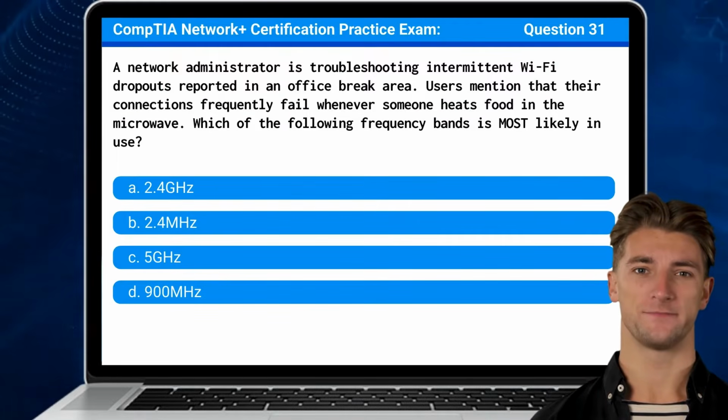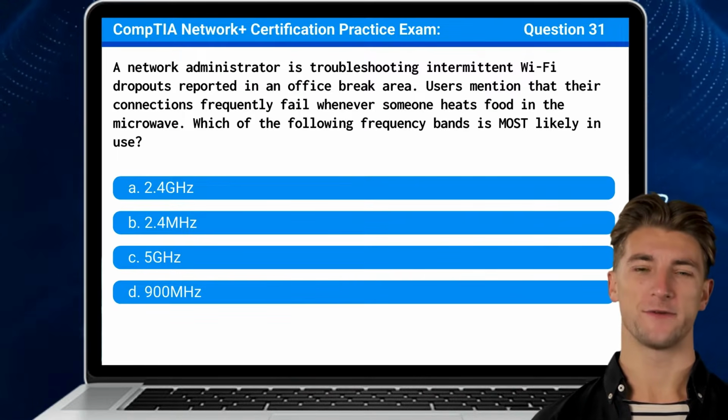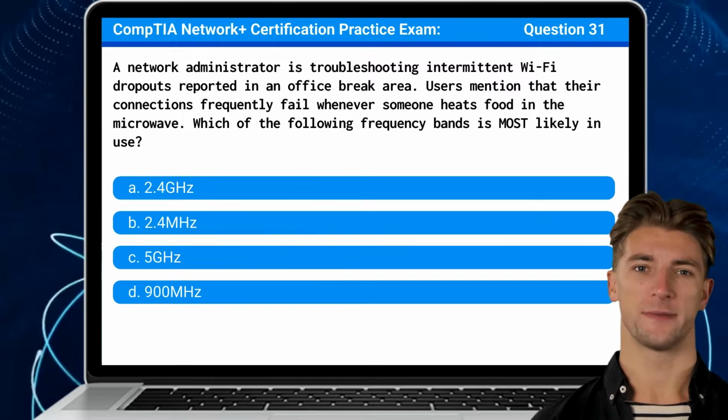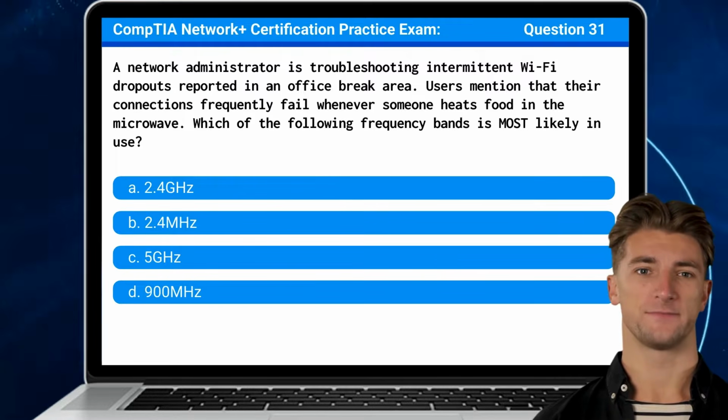Question 31. A network administrator is troubleshooting intermittent Wi-Fi dropouts reported in an office break area. Users mention that their connections frequently fail whenever someone heats food in the microwave. Which of the following frequency bands is most likely in use?